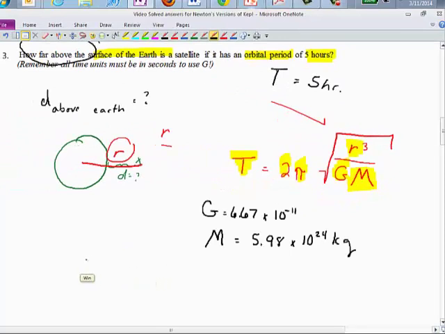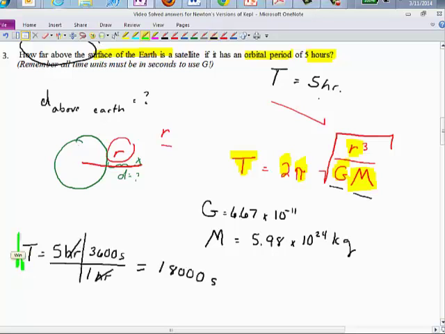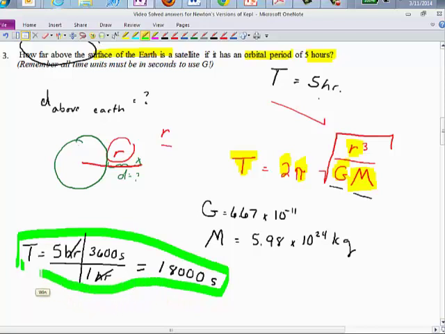So we've got those guys listed, and we could plug and chug, but we've got to remember that if we're using big G and capital M, we're going to have time in seconds. And right now it's in hours. So I'm going to have to convert that. So I'm going to go ahead and do that quickly. So I've quickly converted my orbital period from hours into seconds using some nice dimensional analysis.